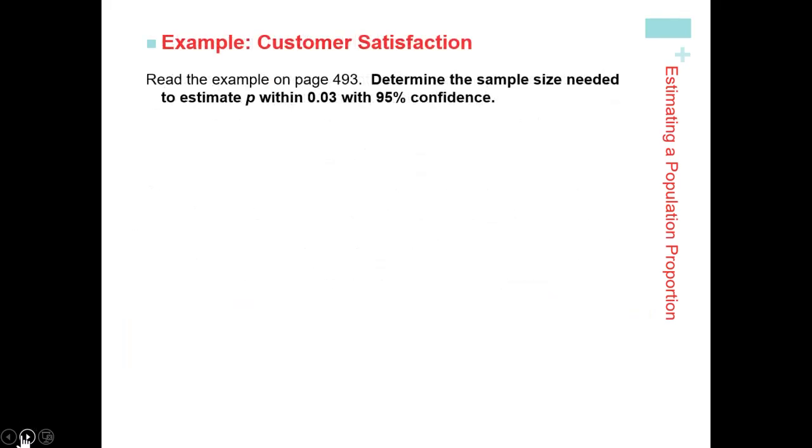Okay. Example on page 493. So this is about the percent of people that are satisfied with customer service, basically. And it says that we want the estimate to be within 3% at a 95% confidence level. All right? So that's what the example is about. So we want our margin of error to be 0.03. Okay? That's what we want to set up.